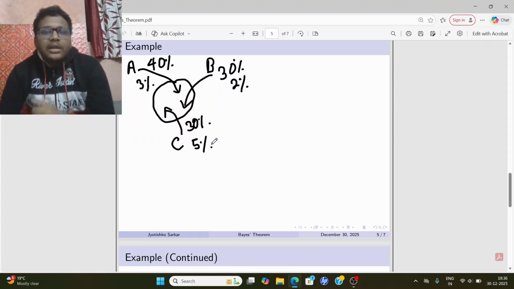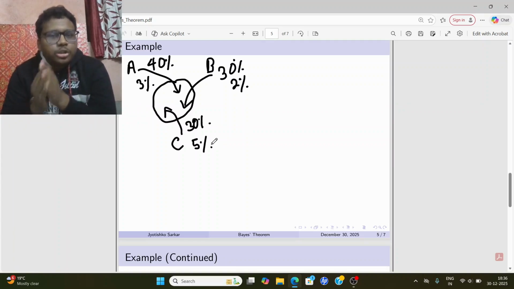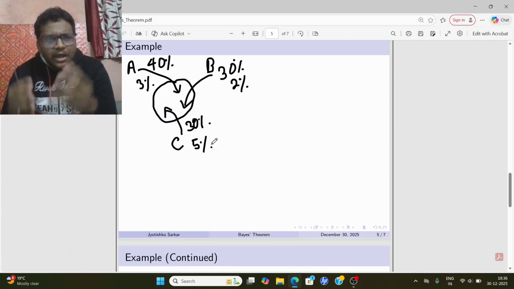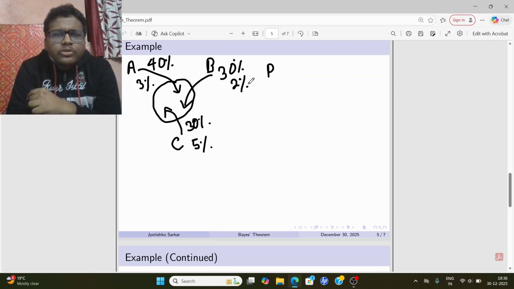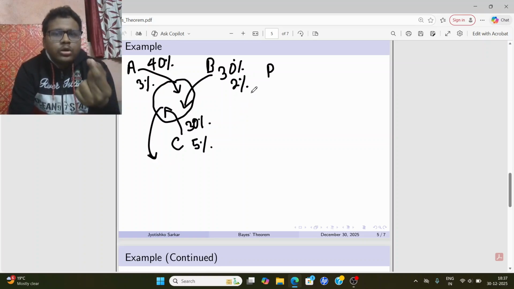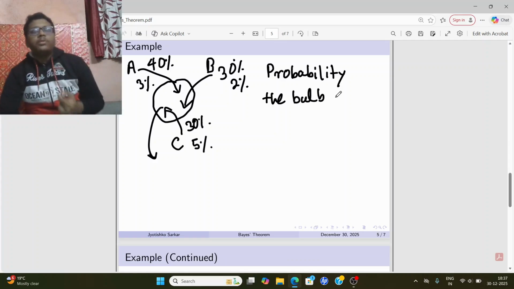Now, you are an inspector and you have to inspect some issues of this retailer shop. Now, if I ask you to calculate the probability, suppose you picked a random bulb from this retailer shop, and I asked you to calculate the probability that the picked bulb is defective. So what will be the probability that the picked bulb is defective? Now, you can easily answer this question using the concept of total probability.